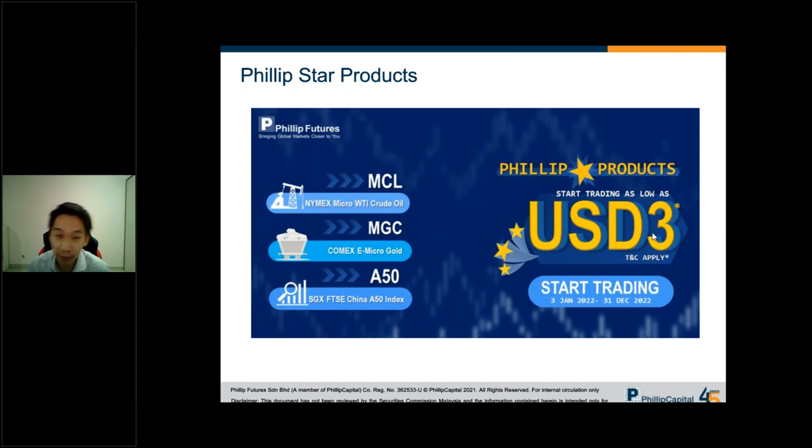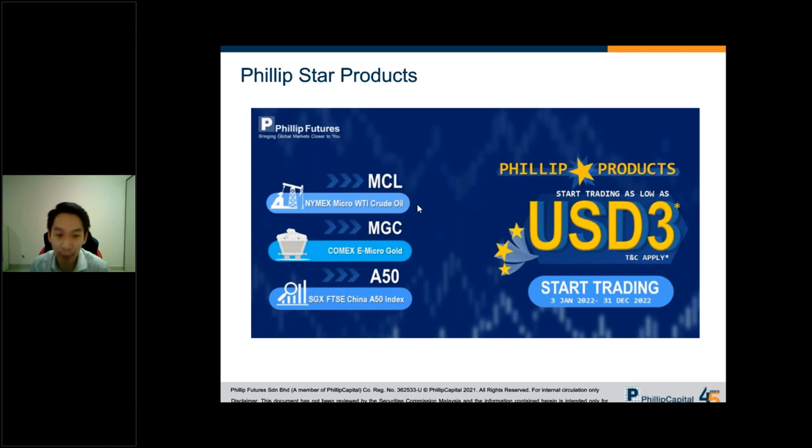The micro WTI crude oil will be $3 commission. You enter 3 USD, out 3 USD, so 6 USD per round trade. If you compare this rate to other brokers, it will be the lowest. This is a year-long promotion, starting from 3 January, early this year, until 31st December. So for 1 year, clients will enjoy this low rate of USD 3. After that, we will go back to the board rate of around USD 6 next year.